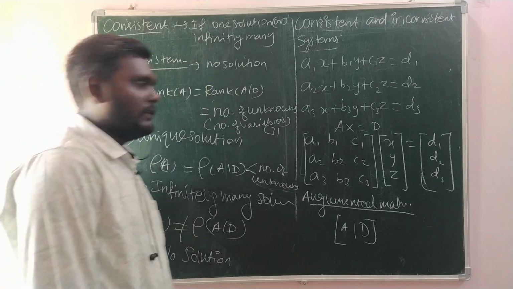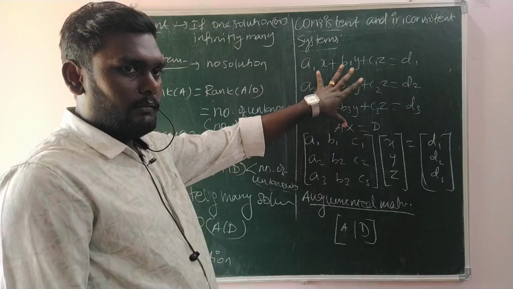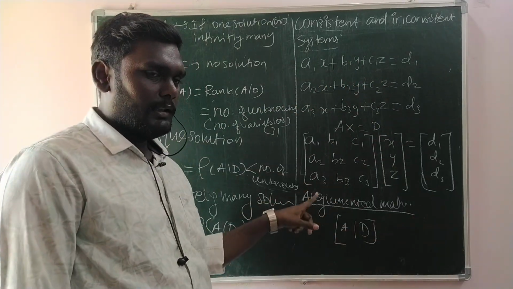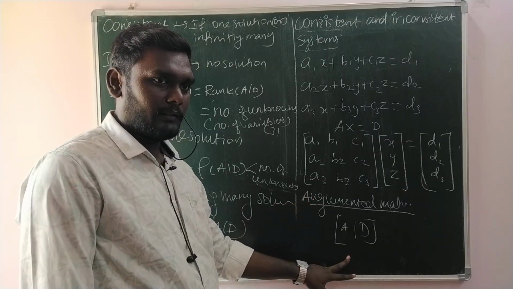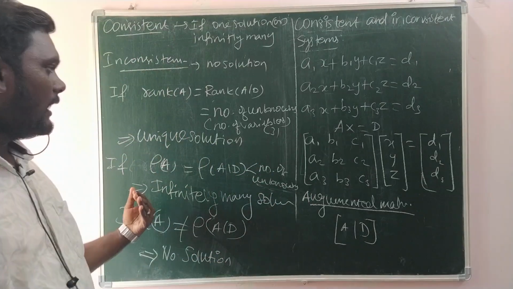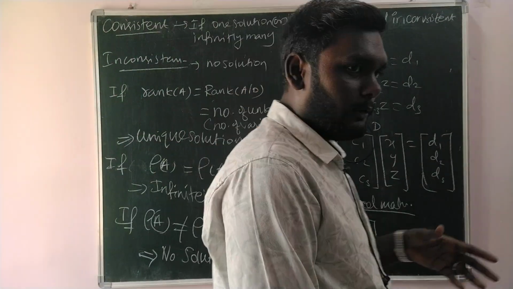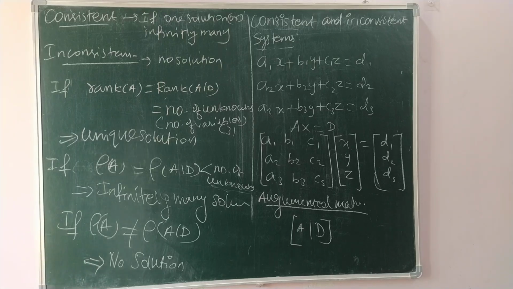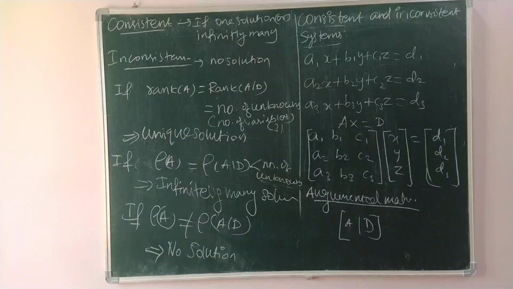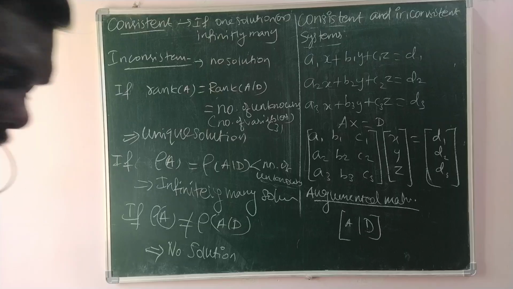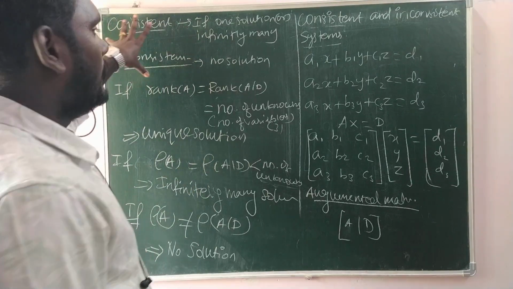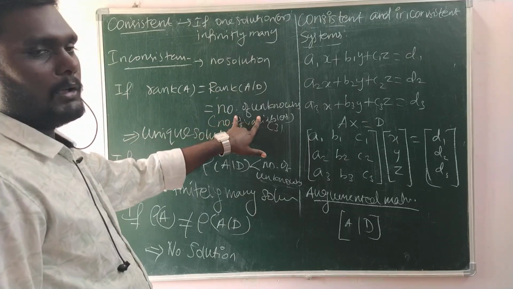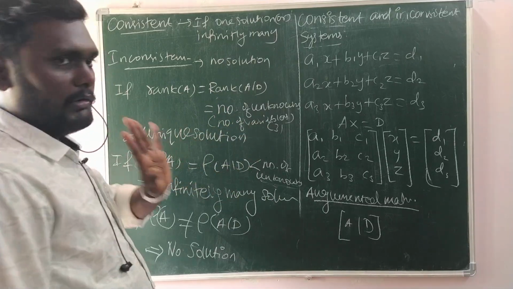I'll say once again, there are 3 equations in which 3 variables are there. We wrote the matrix form of the equation. In that matrix form, we will write the augmented matrix. Now, by comparing the rank of A, the coefficient matrix, and the rank of the augmented matrix, we decide these things. If those two are equal and equal to the number of unknowns, the number of variables, then we say it has a unique solution.